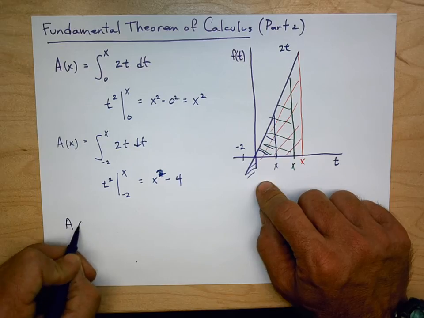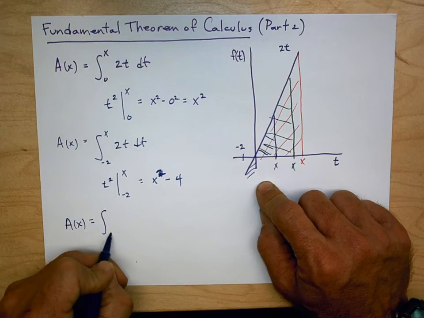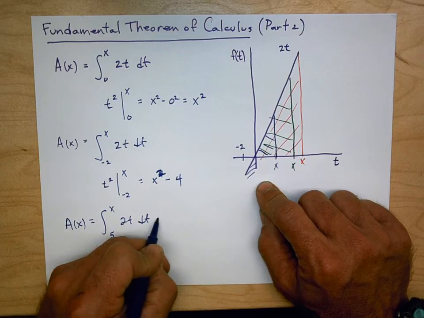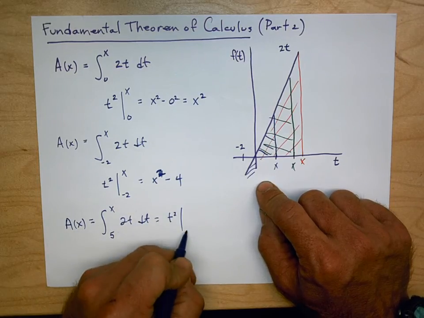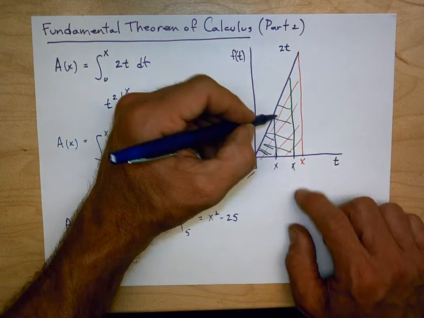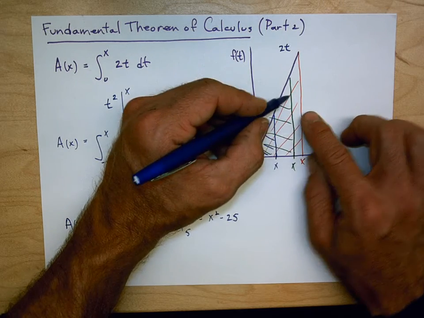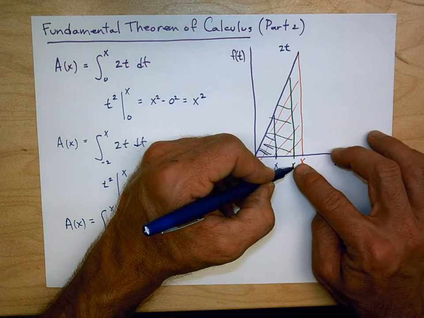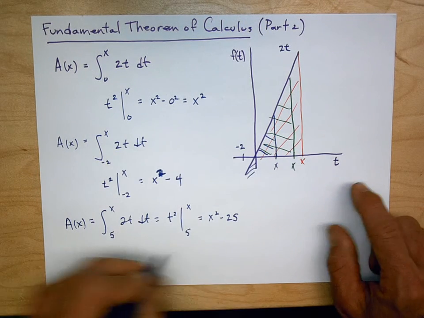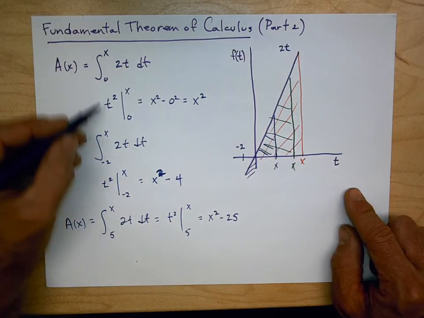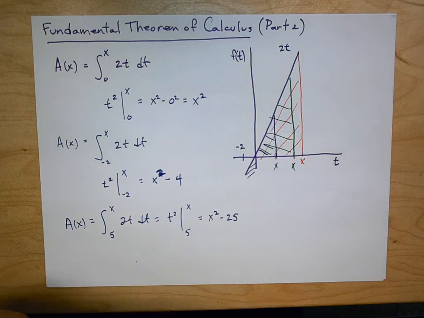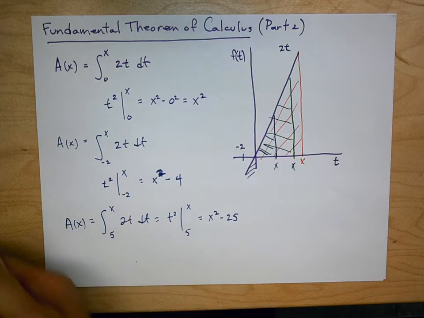What if I were to redefine this to be from 5 to x of 2t dt? Then I would end up with t squared from 5 to x, so that would give me x squared minus 25. It would be minus 25 because if this were 5, then all of this area wouldn't be included, because we'd be starting at 5 and just taking the area going to the right. So why am I changing this lower limit? Well, I want to make a point.